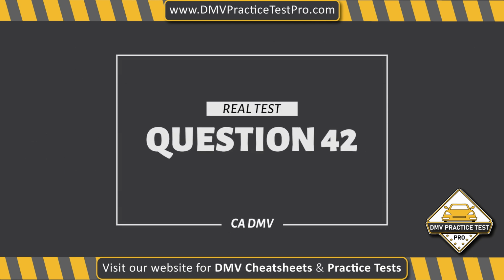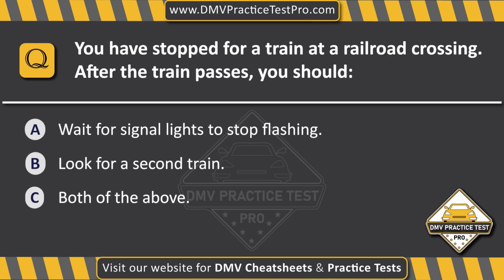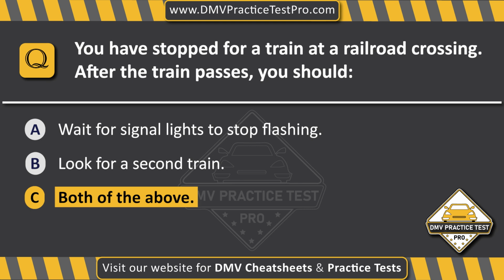Question 42. You have stopped for a train at a railroad crossing. After the train passes, you should: Option A, wait for signal lights to stop flashing. Option B, look for a second train. Option C, both of the above. The correct answer is Option C, both of the above.